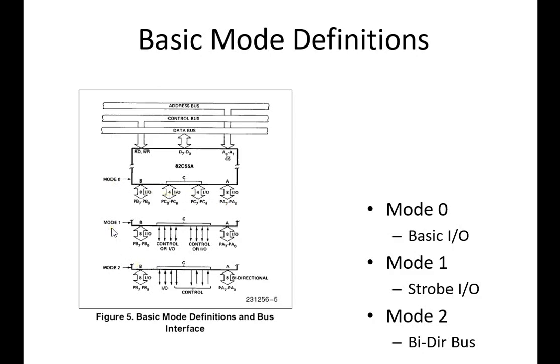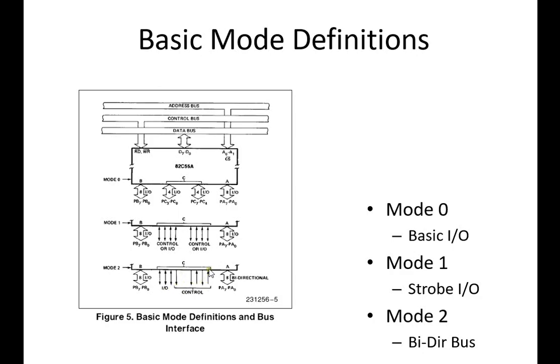If we have mode 1, then we have the full port B, from port B0 to port B7, and in group A we have port A0 to port A7. Here we have control or IO lines instead of port C in mode 1. In mode 2 we have port B, from B0 to B7, and port A, from A0 to A7. In the C section we have control.